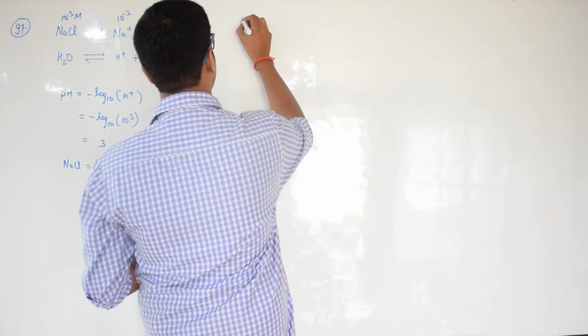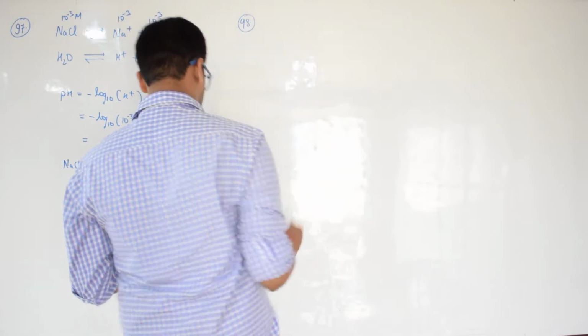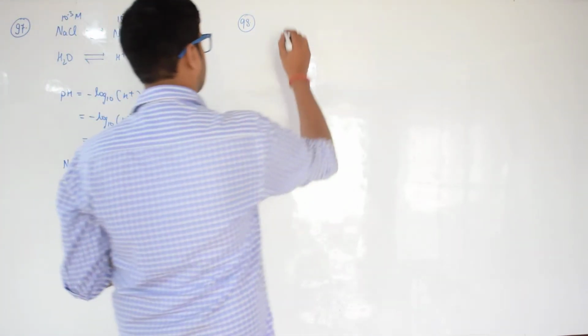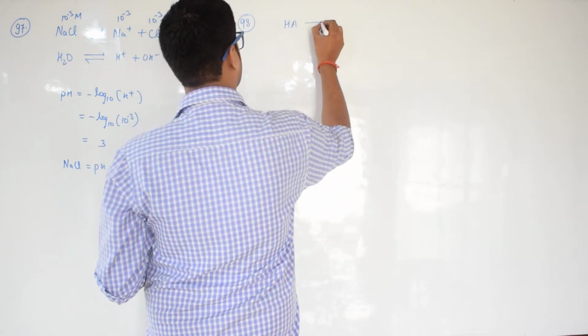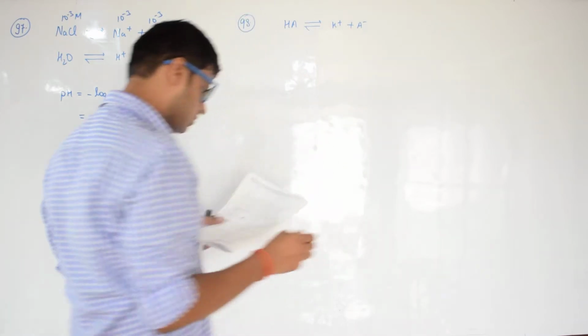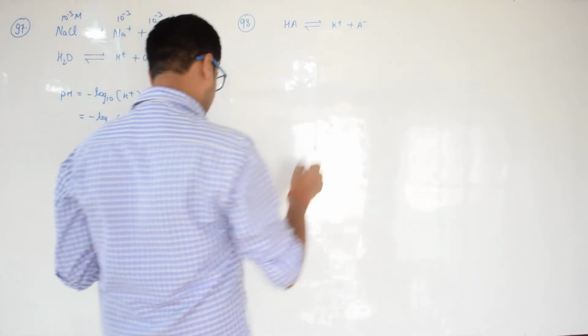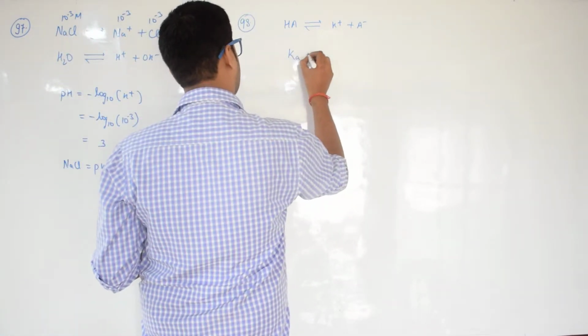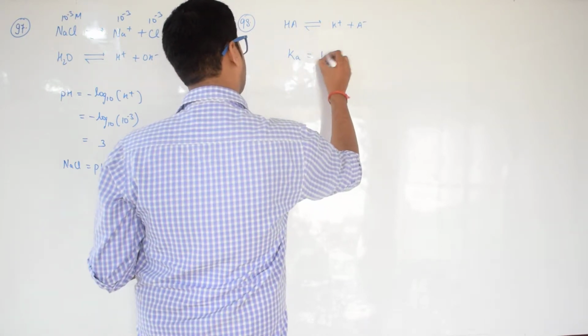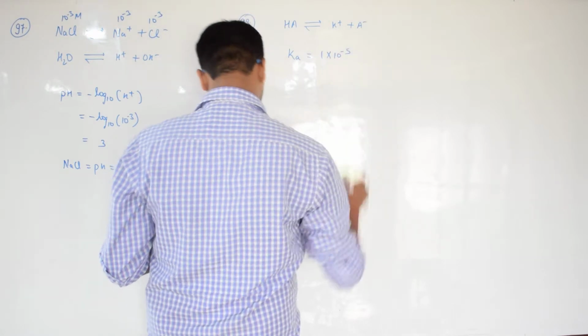Next is question number 98. The dissociation constant of acid HA is this much. This is the dissociation constant. The value of Ka is given as 1 into 10 raised to the power minus 5.